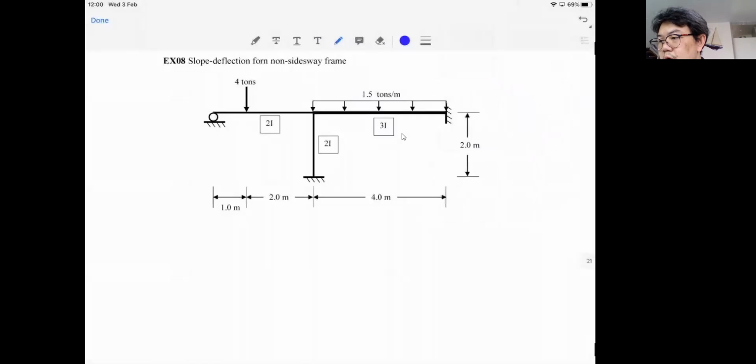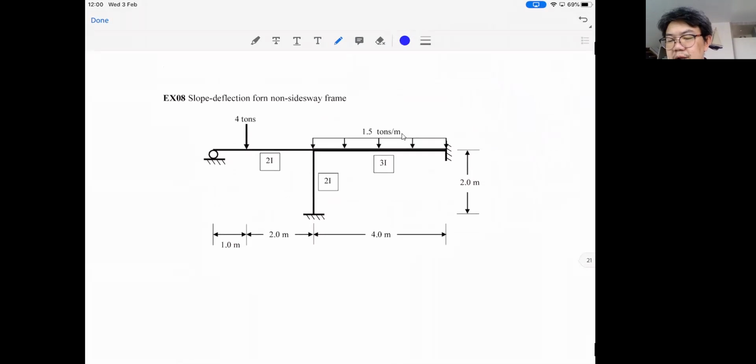Okay, so we have dealt with the beams. Now it's time for you to see something else. Now this is a frame, but this is a simple frame because, if you go to see my slide, this is what we call a non-sideway frame. Non-sideway. Now, when do we have sideway frames and when do we have a non-sideway frame?